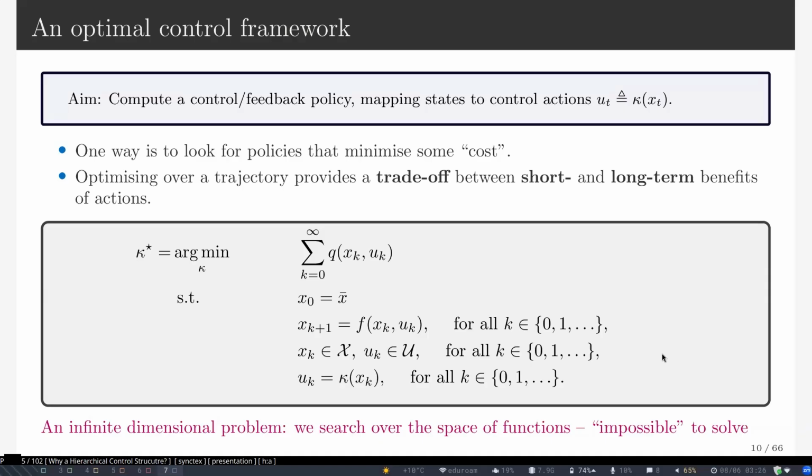So, the spoiler is here. Because you're looking for a mapping, think of it as a function, it lives in an infinite dimensional space. So if you want to search over the space of functions, it's really, again, impossible to solve. Because, in the absence of any other simplifying structure, this problem cannot be solved.